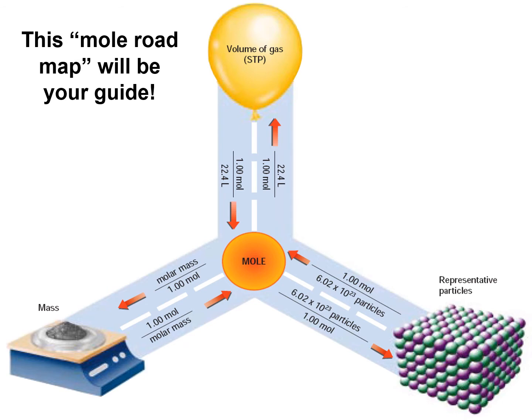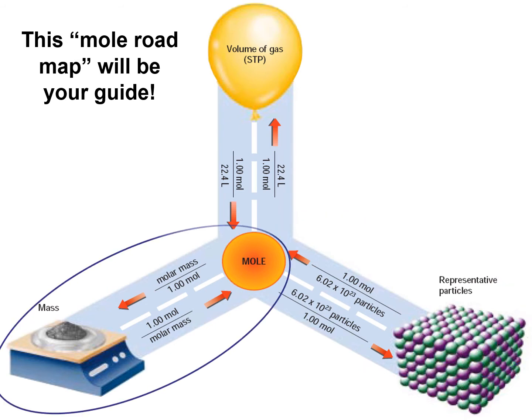Here's a close-up of the mole roadmap. If you watched the earlier videos in this series, then we were doing conversions between the mole and representative particles, which represent things like atoms, molecules, ions, whatever it is you're counting. That's in the lower right-hand corner of your screen. What we are now doing is converting from mass to moles, or moles to mass, which is in the lower left-hand leg of the mole triangle, the mole roadmap here.